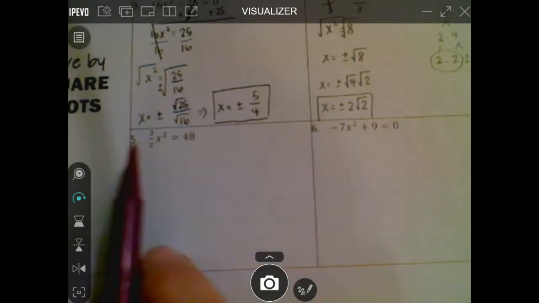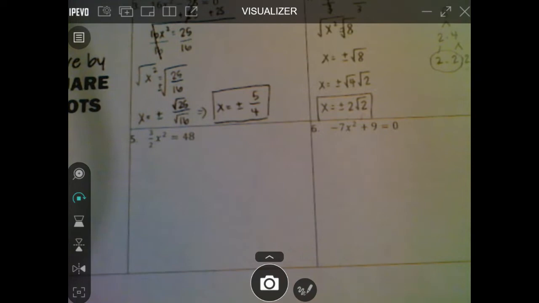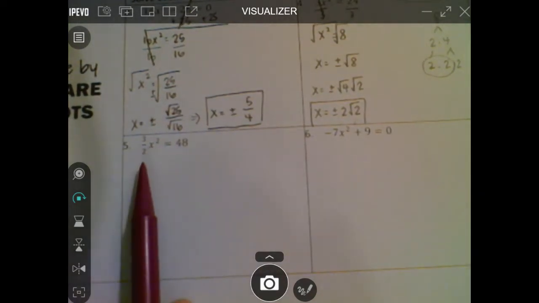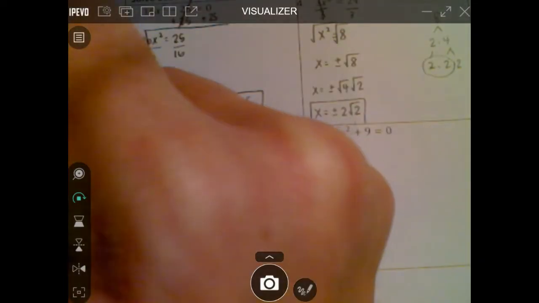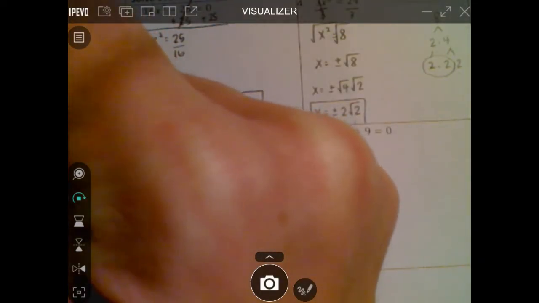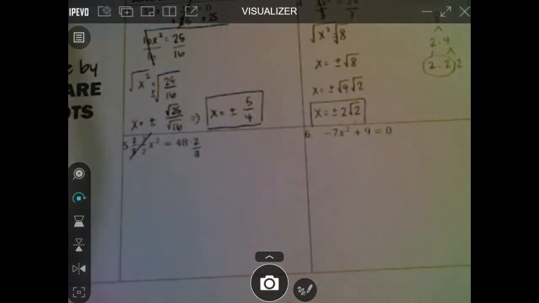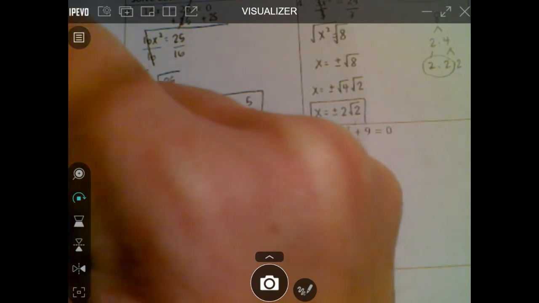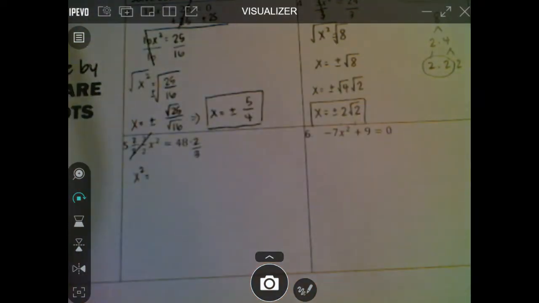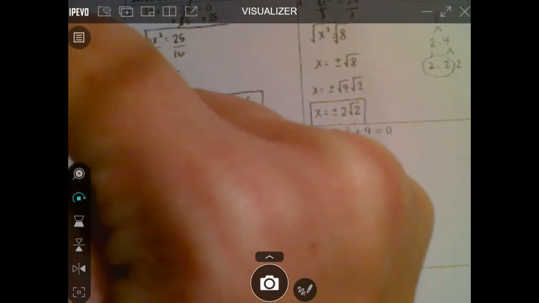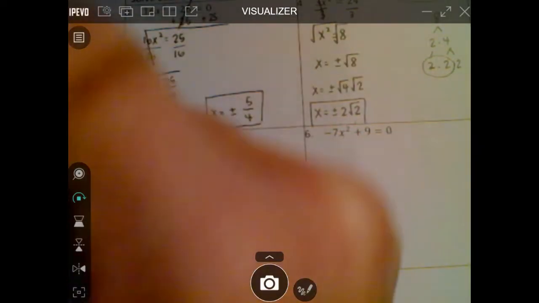Example 5 is again a little bit different because we have this 3 over 2 in front of our x squared. We could divide each side by 3 over 2, but the same thing as dividing by 3 over 2 is multiplying by its reciprocal. So instead, I'm going to go ahead and multiply each side of the equation by 2 over 3. That undoes all of the fractions on the left-hand side, so I'm left with just x squared. And then 48 times 2/3 gives me 32. So x squared equals 32.